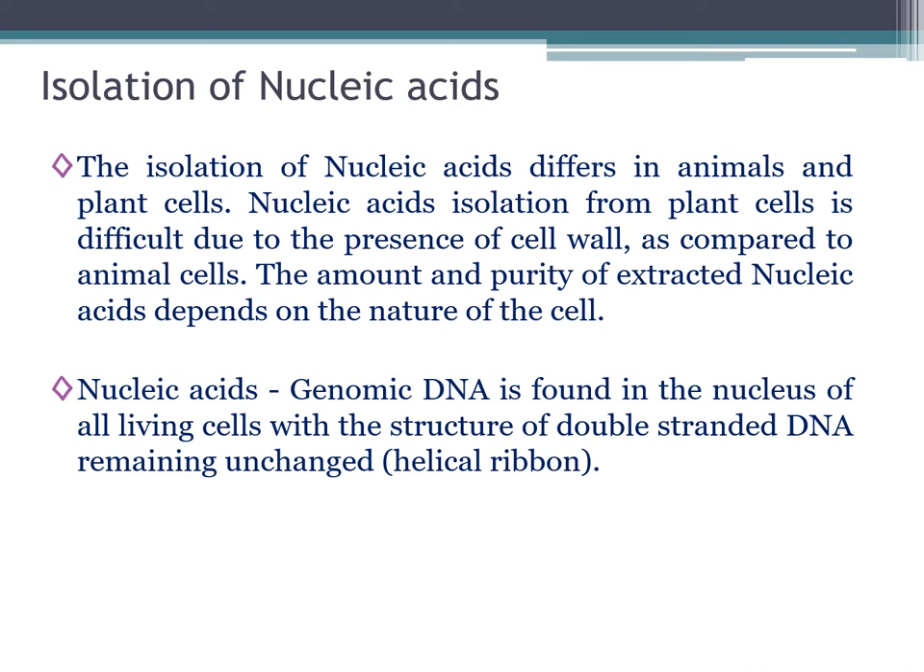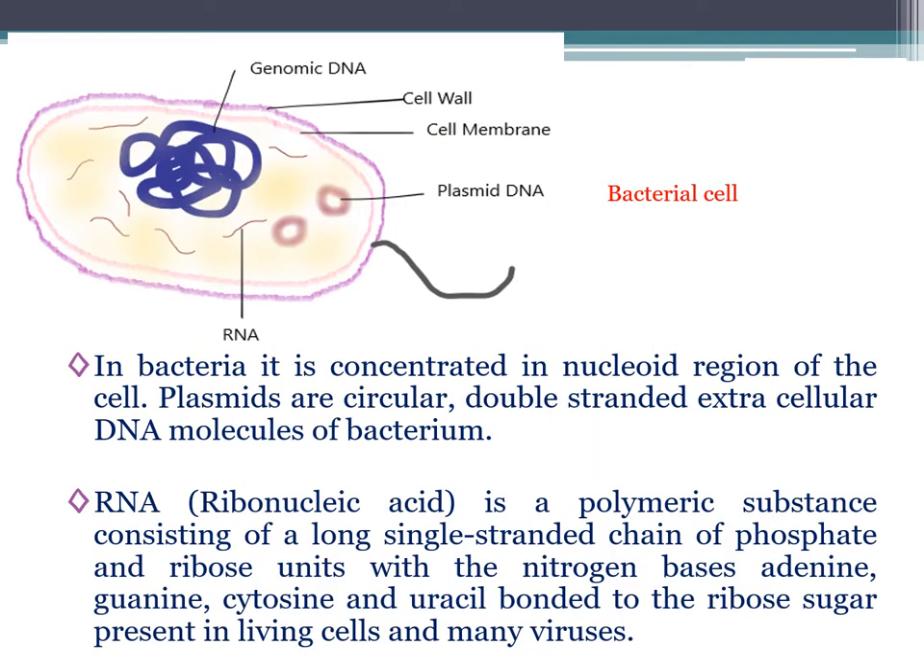Nucleic acid, that is genomic DNA, is found in the nucleus of all living cells with the structure of double-stranded DNA remaining unchanged, that is, like a helical ribbon present in all living cells. In bacteria, it is concentrated in the nucleoid region of the cell. In this picture, you can see the genomic DNA or genetic material of bacteria present in the nucleoid region of the bacterial cell. Bacteria also contain plasmid DNA.